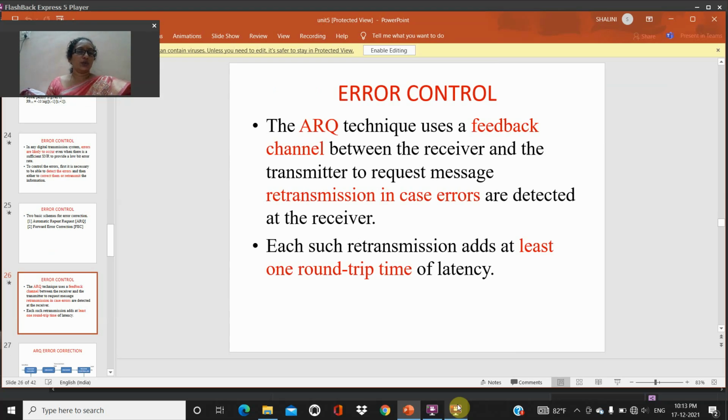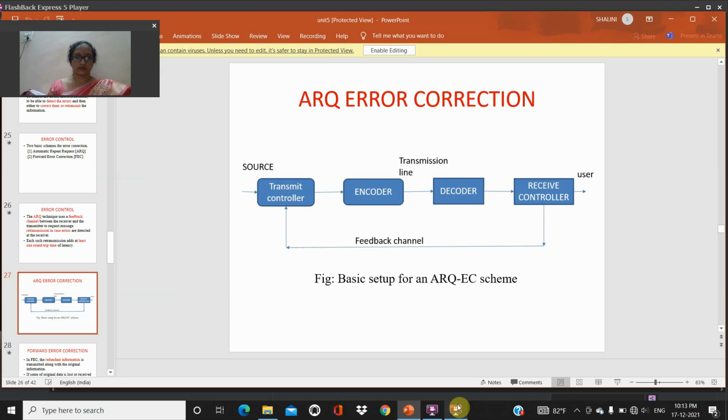The ARQ technique uses a feedback channel between the receiver and the transmitter to request message retransmission in case errors are detected at the receiver. Each such retransmission adds at least one round trip time of latency.